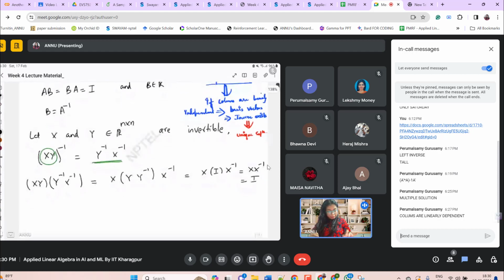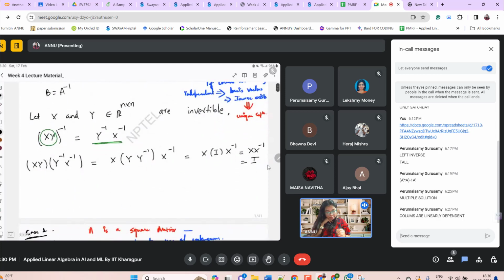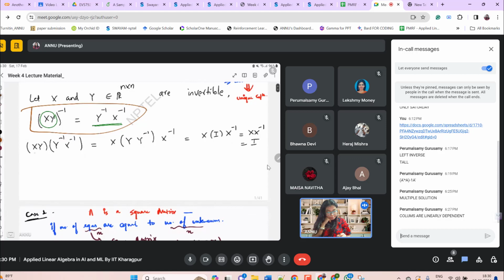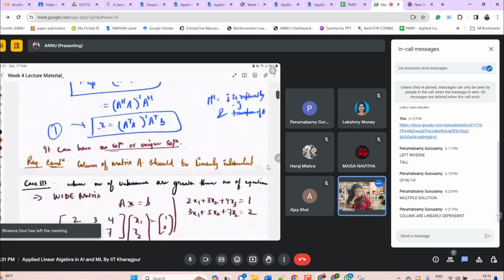So the lecture starts with this: when the inverse exists, the inverse of XY is equal to Y inverse times X inverse. For example, if you multiply XY with Y inverse X inverse, you can write it as X times (Y Y inverse) times X inverse, because multiplication is associative. The inner part is equal to I, so this means that the inverse of XY is this, because A times A inverse equals I.